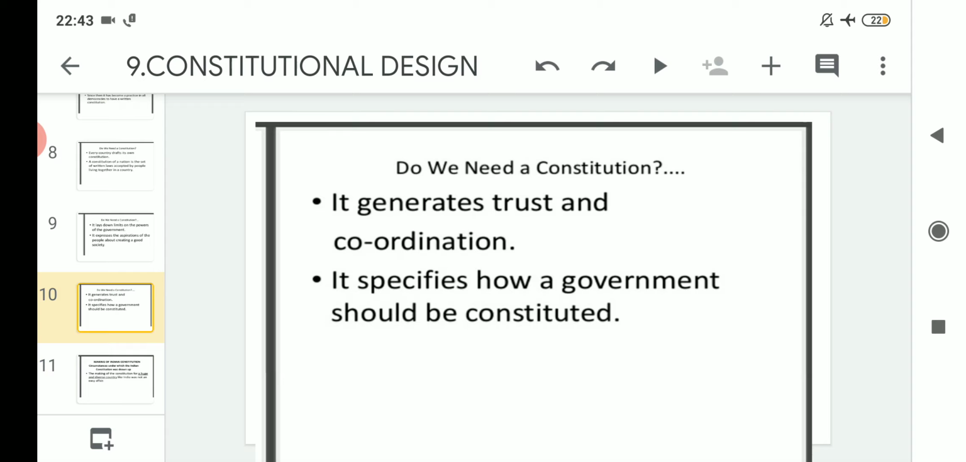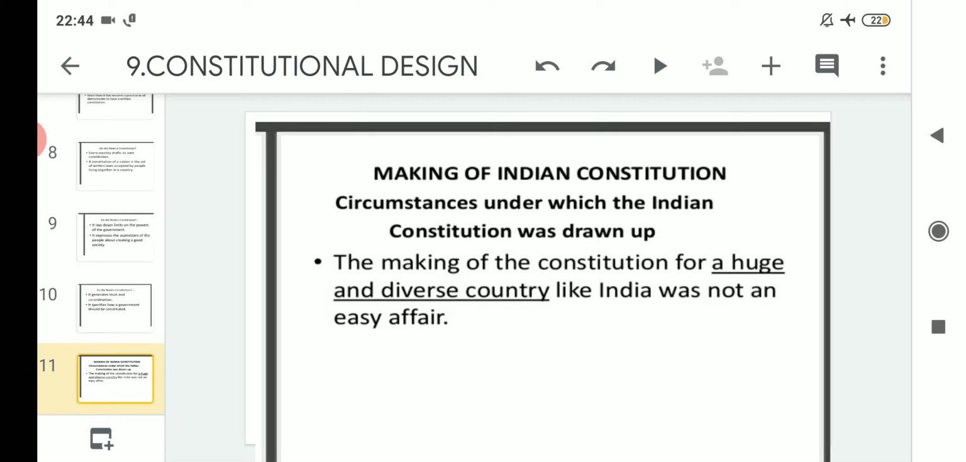So with this, I will wind up today's topic from the revision section related to the chapter Constitutional Design. In the next class, we will start from the circumstances under which the Indian Constitution was drawn up, in which we will read about the various factors by which India felt it necessary to draft a constitution for their country.